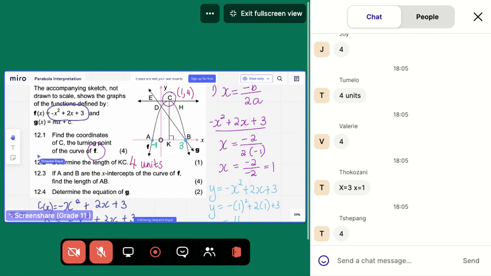Okay, the answer is indeed 4. So well done to those of you that have 4. Wow, a lot of the answers here are 4. So it's 4 units. 4 units is AB because it's 3 on this side from O to B, and O to A is 1, so 3 plus 1 is 4. They want the length from A to B. So from here to here, what is the length?